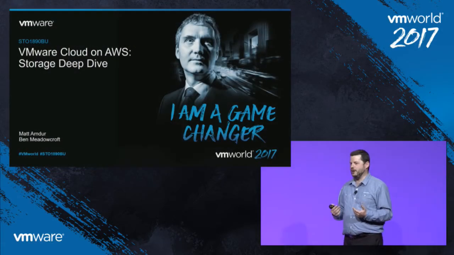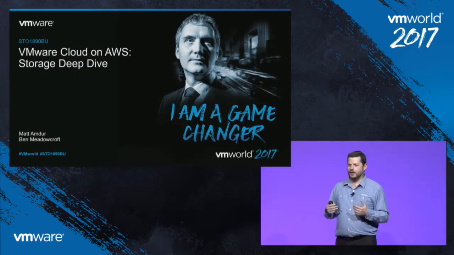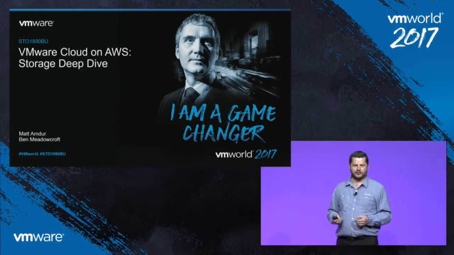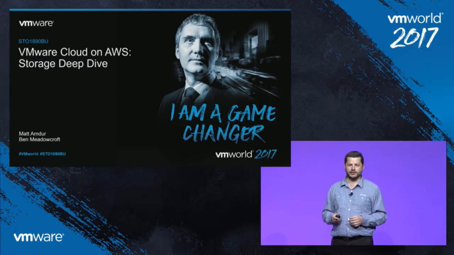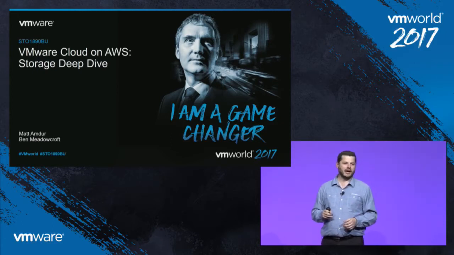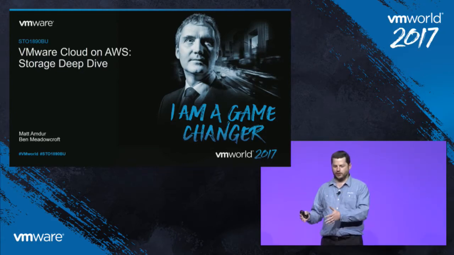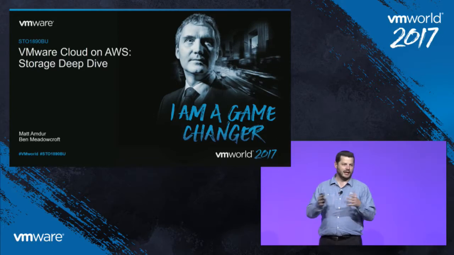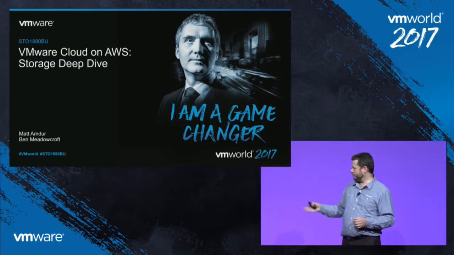Just to quickly introduce myself, my name's Ben Meadowcroft. I'm a product line manager at VMware. I've been at VMware for about 5 years in our storage and availability business unit. And one of the things I've been working on for the last year or so is really looking at how we can bring the product and feature set from the storage and availability portfolio of VMware into VMware Cloud on AWS. My colleague Matt, I'll allow him to introduce himself.